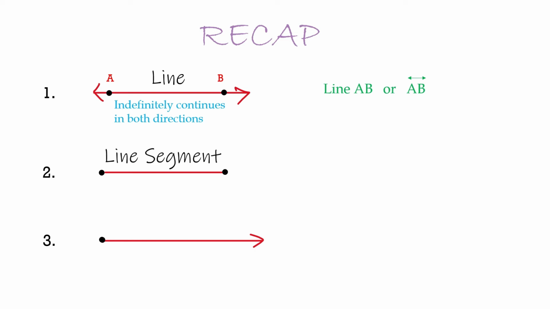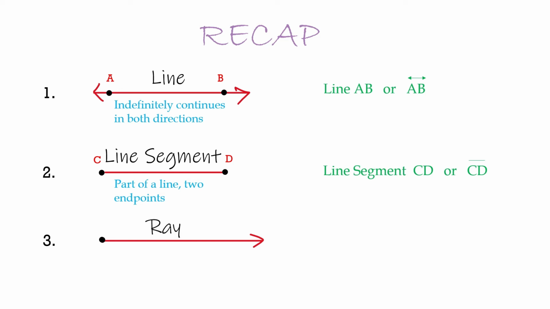Number 2 is a line segment. We know so because it is part of a line and has 2 endpoints indicating a fixed length. We can label the 2 points C and D and call this line segment CD or CD with a line segment above.